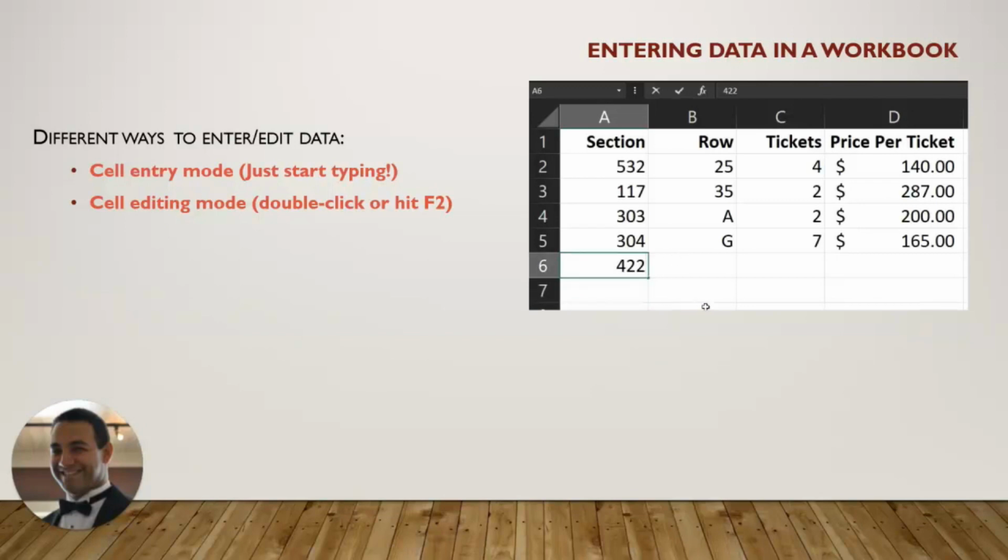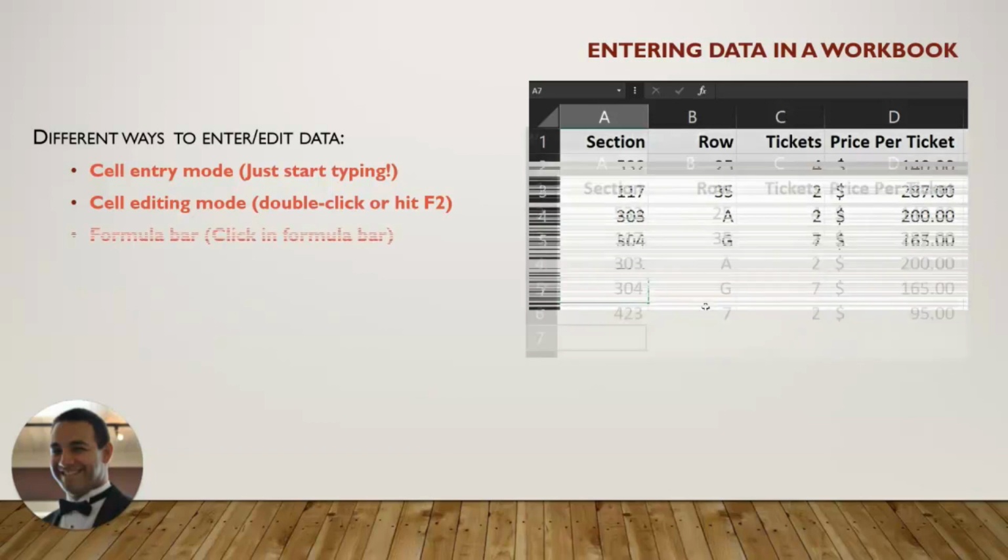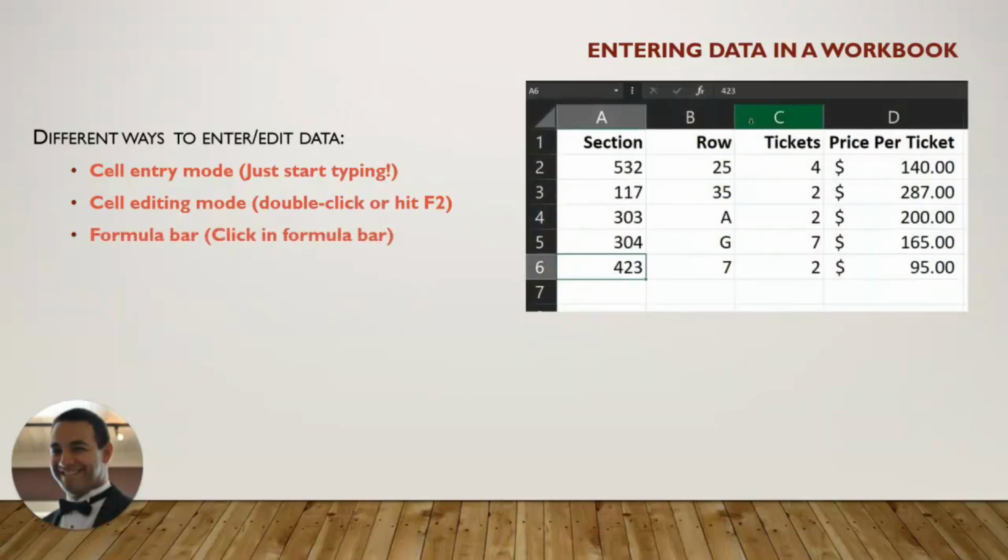So we use cell editing mode. You can double click on a cell and then highlight or edit wherever you need to edit within the cell. Or you can click on a cell and then hit F2 to enter cell editing mode. And the same goes for using the formula bar. If you have a cell selected, you can click up in the formula bar and edit it directly there.